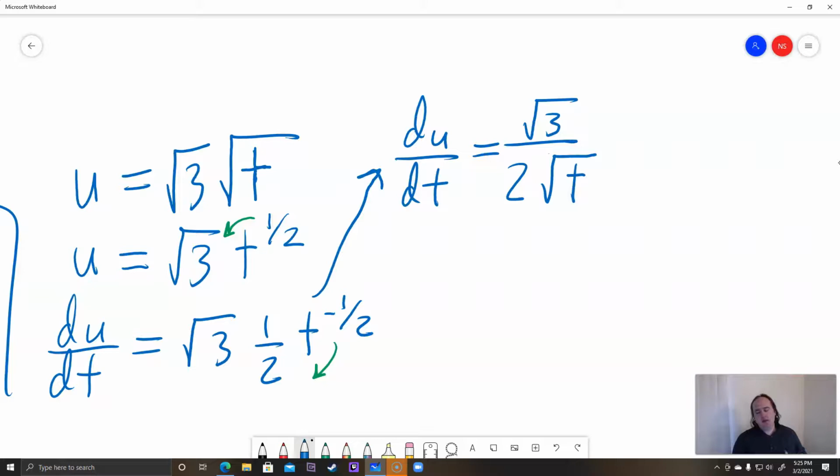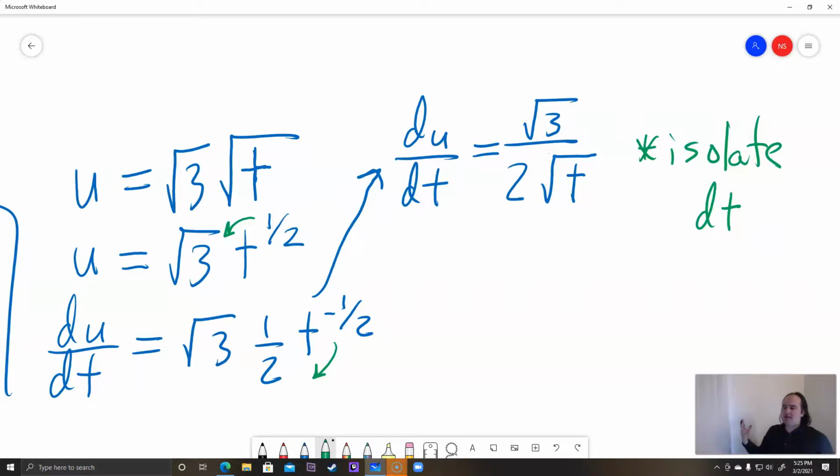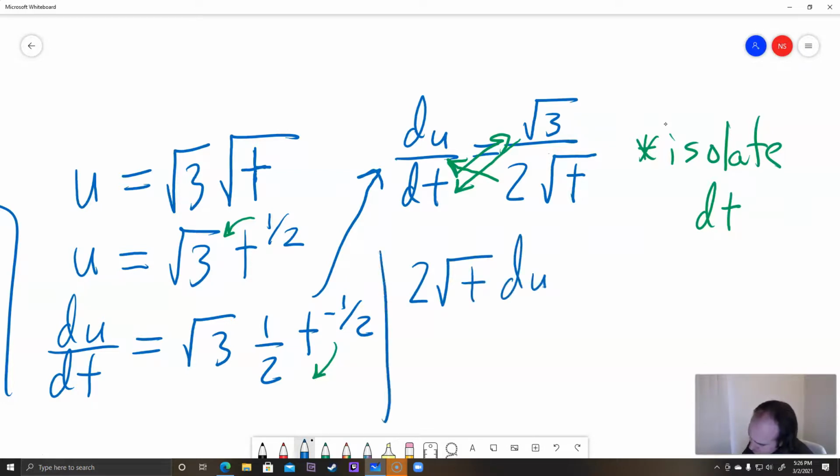Okay? And then if you want to follow my method, I'm just going to go ahead and isolate dt here. At least that's the way I usually teach it. Even though it can look messy, stuff ends up canceling out at the end, so it's kind of a satisfying process. So to isolate dt here, we're going to have to cross multiply both sides by dt, and then multiply both sides by 2 root t, and then I'm also going to move this root 3 down to that denominator. Okay, so I'm going to get on the left side 2 root t du over root 3 equals dt.